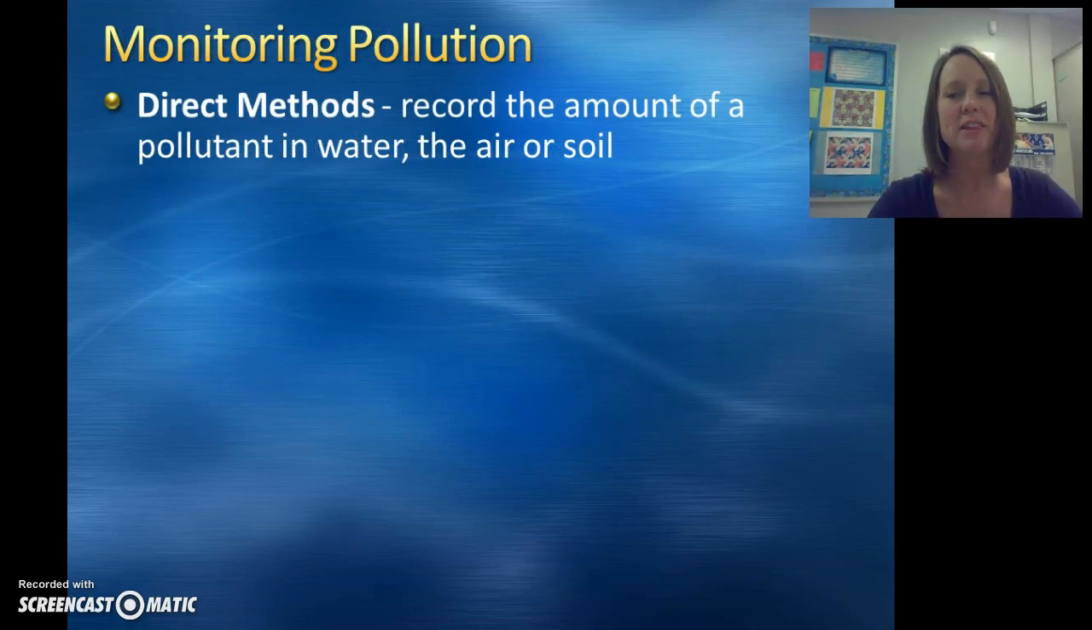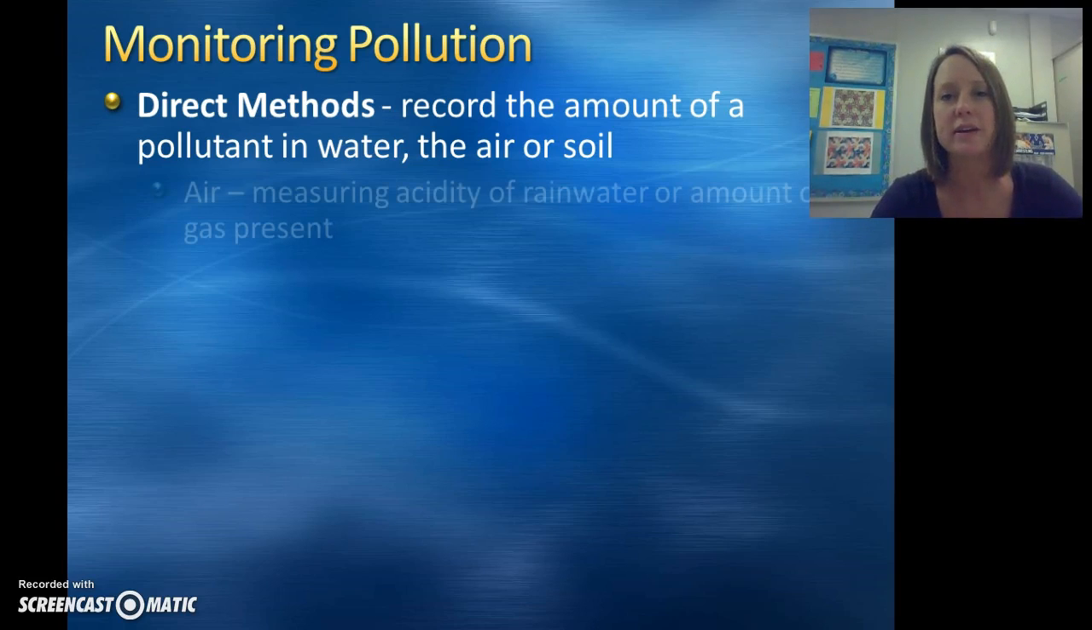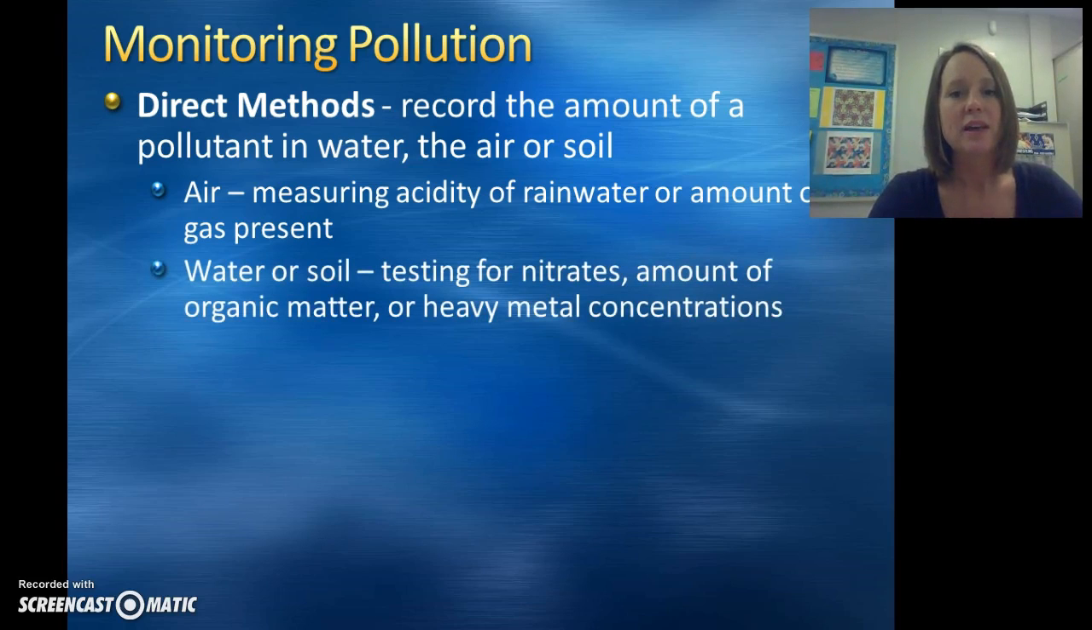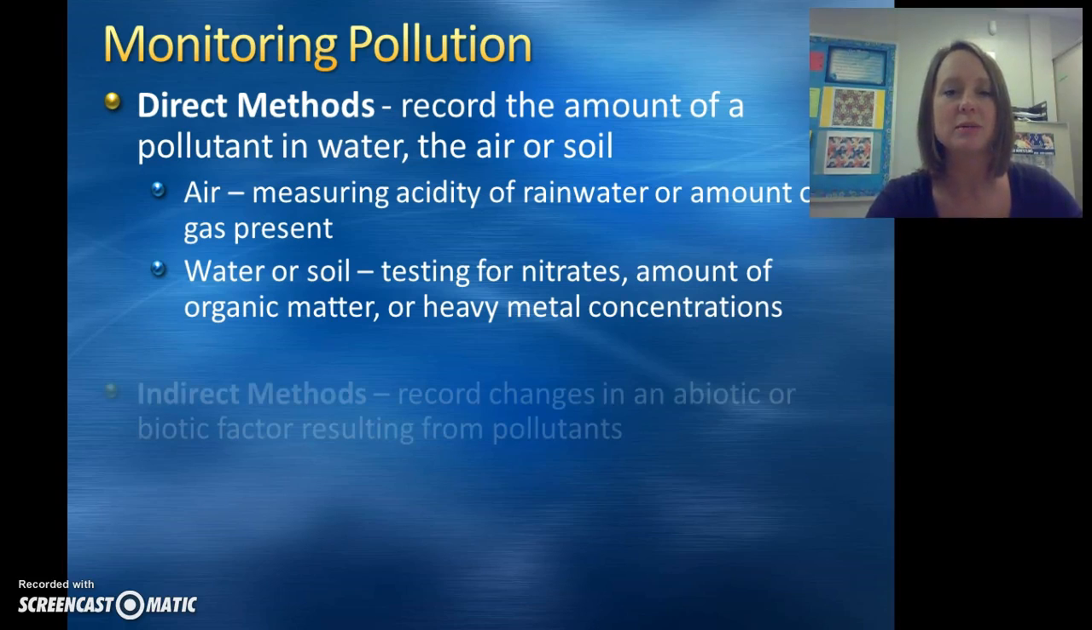So a direct method is when you measure the actual amount of pollutant, whether it's in the water, the air, or in the soil. For example, in the air we might measure the acidity of the rainwater, so that will tell us how much of a certain chemical is present, or if we directly measure a certain gas in the atmosphere. In water and soil, we can test for nitrates. We tested for nitrogen in our soil lab. We can test for organic matter and also heavy metal concentration. So that's measuring the actual amount of the pollution. So you're directly measuring the chemical.